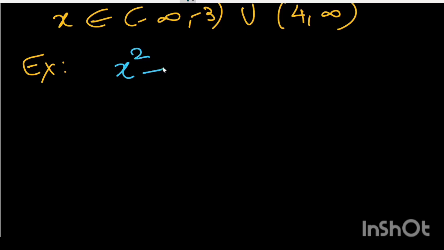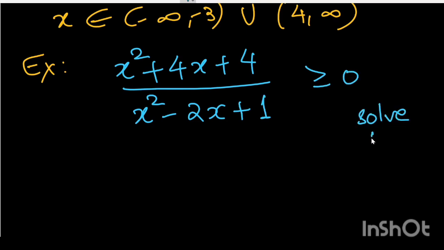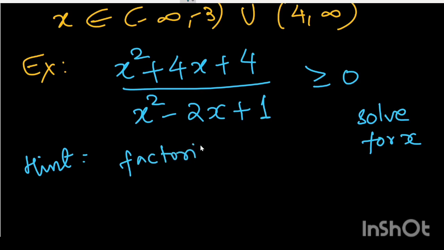x square plus 4x plus 4 upon x square minus 2x plus 1 greater than equal to 0. Solve for x. So how can we approach this? What should be the hint? The hint is the same, guys. Factorize and use wavy curve method. Okay, so now let's see the solution.